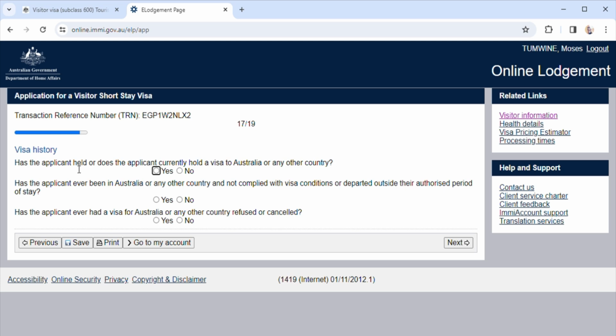Has this applicant currently applied for a visa to Australia or any other country? You say no. Has this applicant ever been in Australia or any other country and not complied with the visa conditions? No. Has the applicant ever had a visa for Australia or another country refused? You say no. If it is your first time, if you have never been denied an Australian visa, you say no. But if they have ever denied you a visa, you say yes. Then you give the details. Hope you get me.